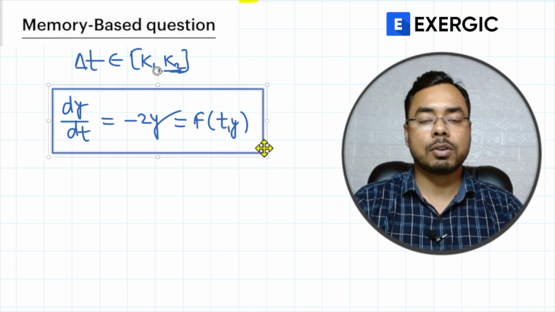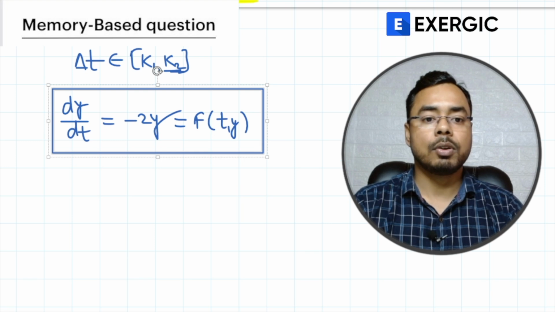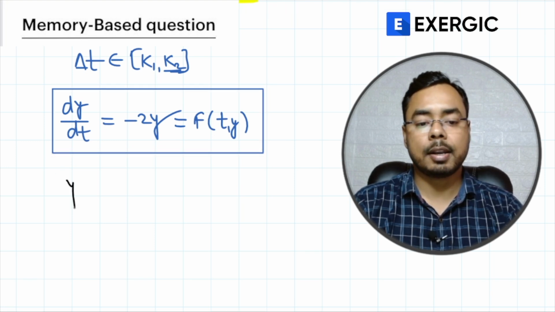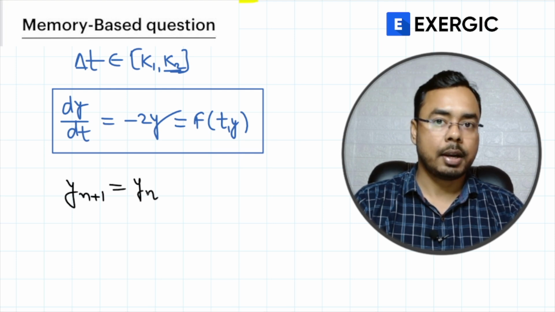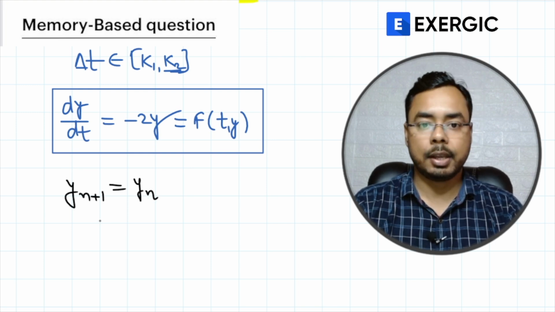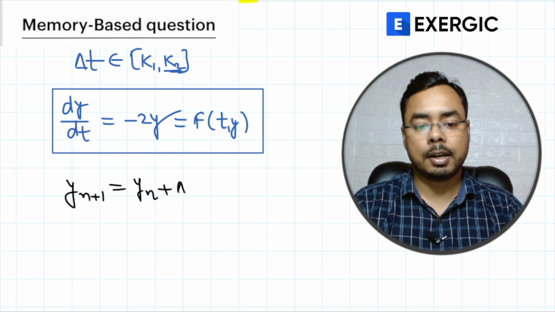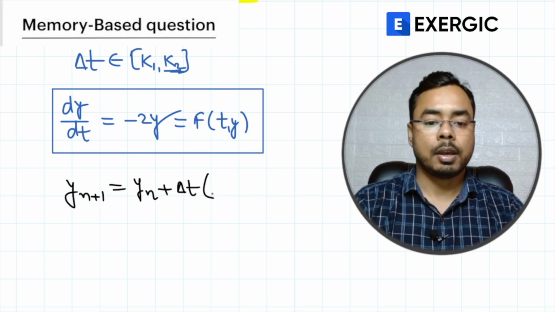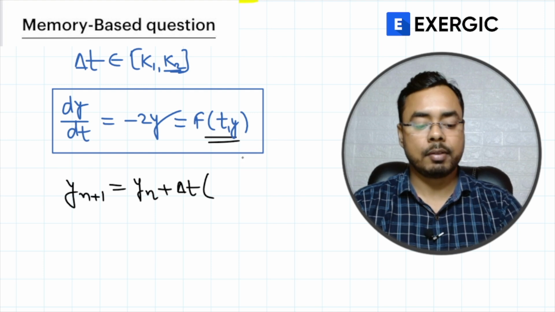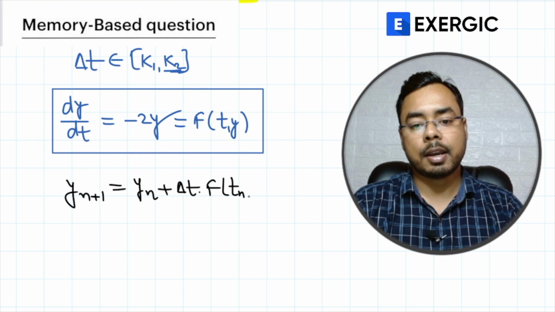Now we know that in the case of Euler's forward method, the formula is y n plus 1. Here y n is the solution at any point. If the solution at any point is known to us, then we can calculate the solution at the next point using this formula. So y n plus 1 is equal to y n plus delta t into, and here we have to write f of t n and y n, right?